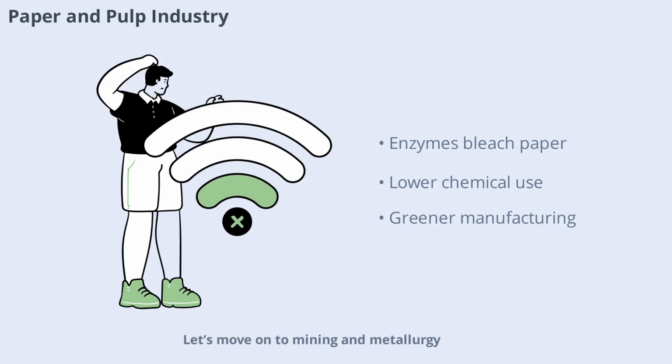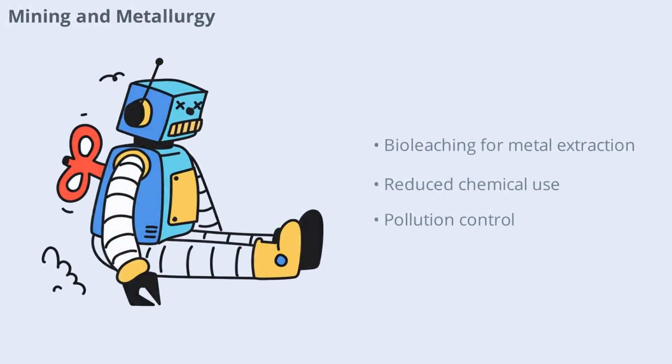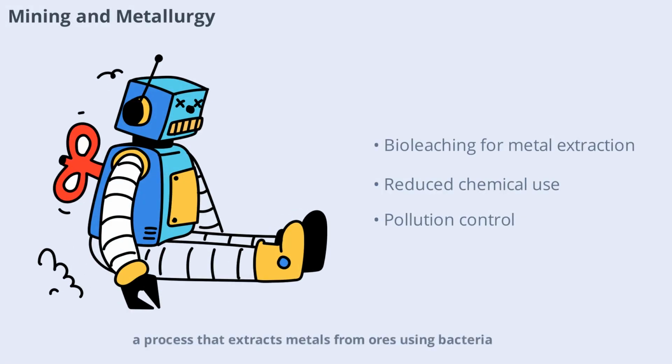Let's move on to mining and metallurgy. Microorganisms are used in bioleaching, a process that extracts metals from ores using bacteria. This method is more environmentally friendly than traditional mining techniques, as it reduces the need for toxic chemicals. Bioleaching is used to recover metals like copper, gold, and uranium. Microbial processes are also applied in wastewater treatment and pollution control in mining operations.